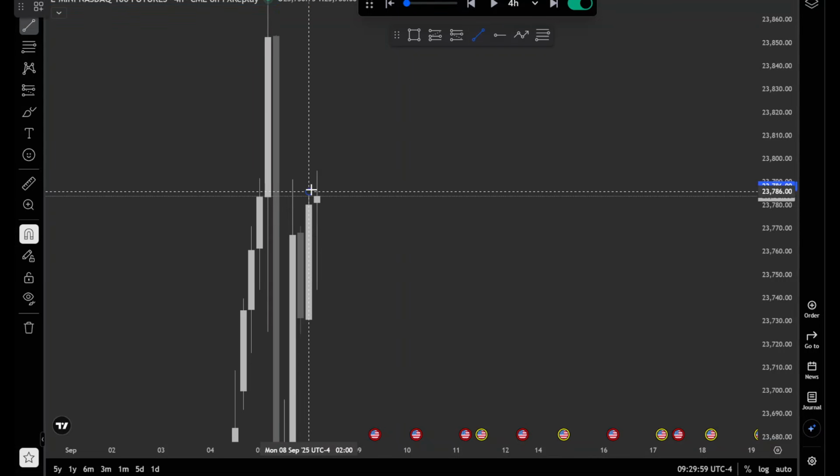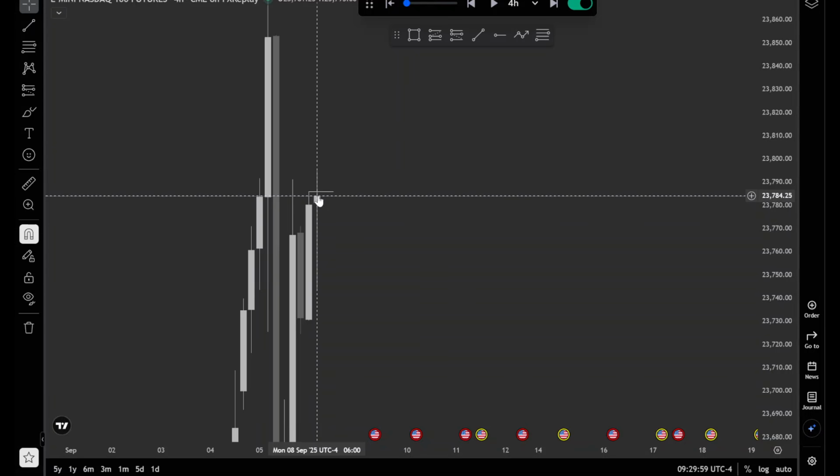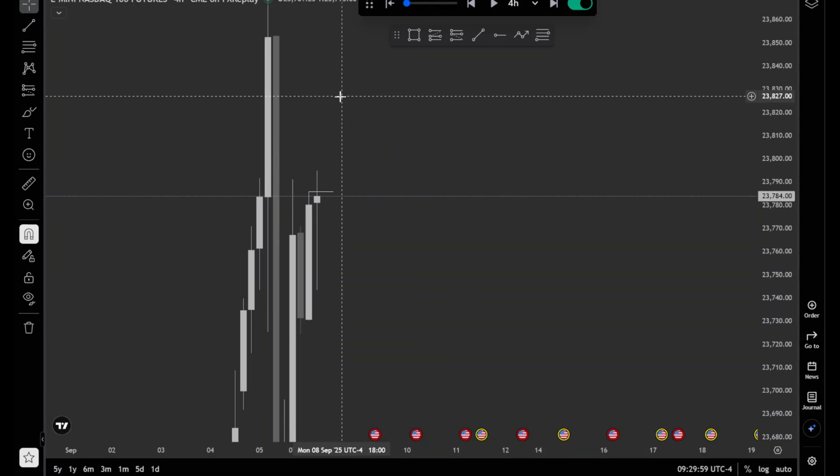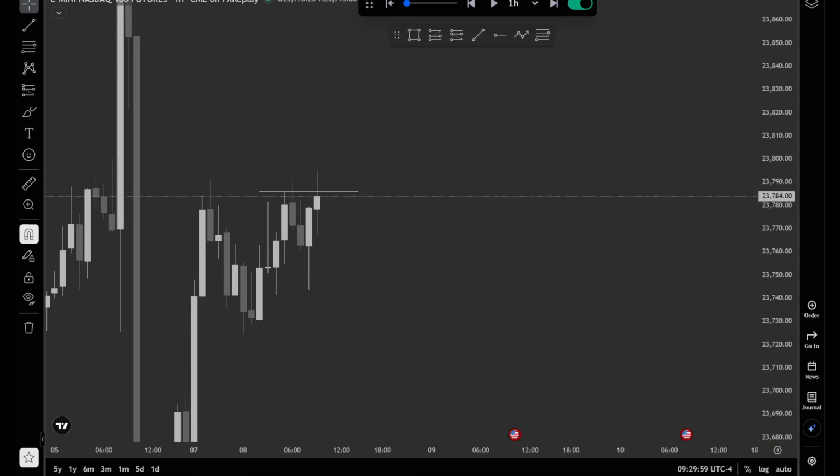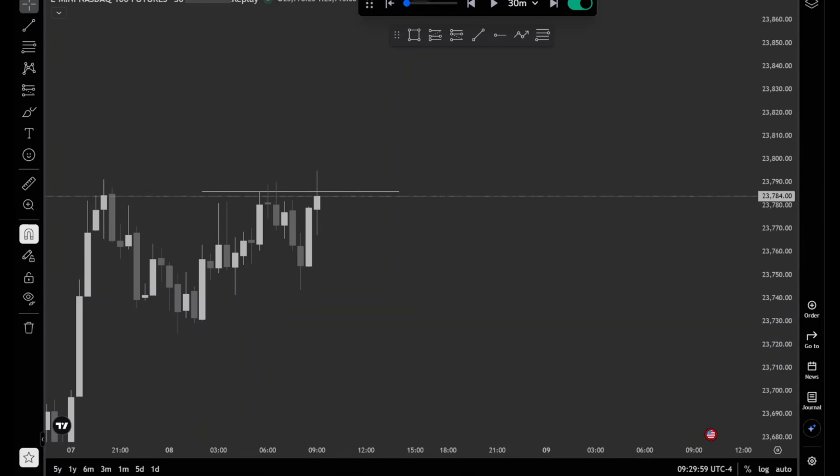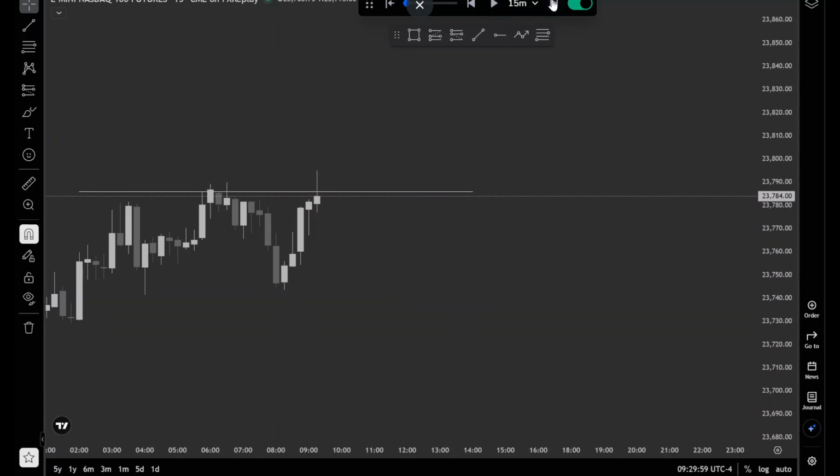So over here we can see clear manipulation. So if we close below this within the first 30 minutes of New York Open, we can look to take a short. Let's check the 1 hour. Yeah, I mean, looks pretty solid. Let's play it out.